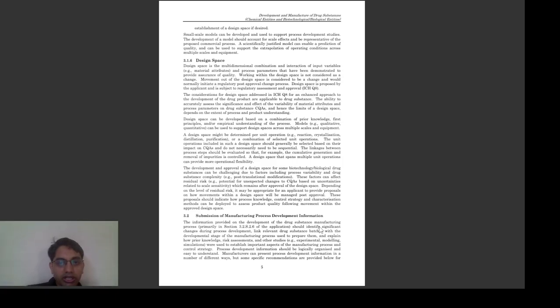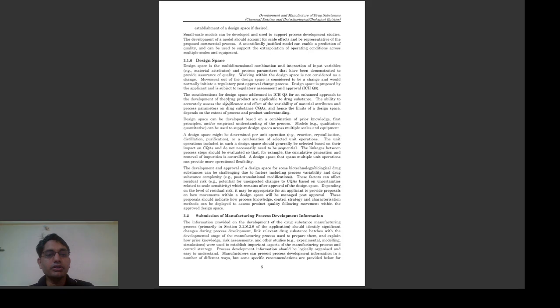Design space is a multidimensional combination and interaction of input variables and process parameters that have been demonstrated to provide assurance of quality. Working within a design space is not considered a change. Movement out of the design space is considered a change and would normally initiate a regulatory post approval change process. Design space is proposed by the applicant and is subject to regulatory assessment and approval.